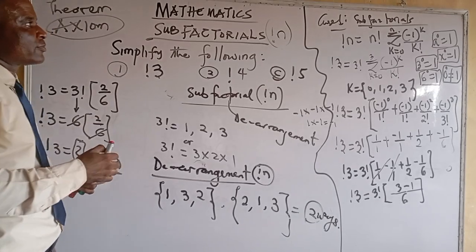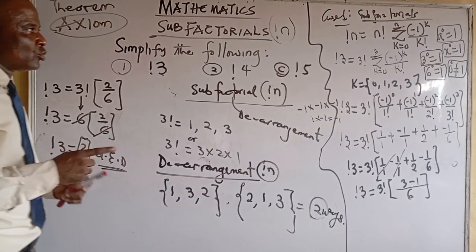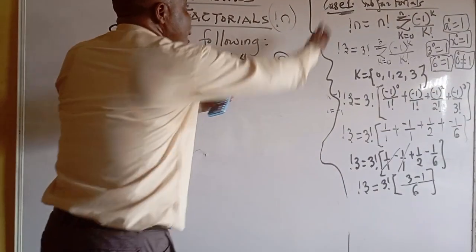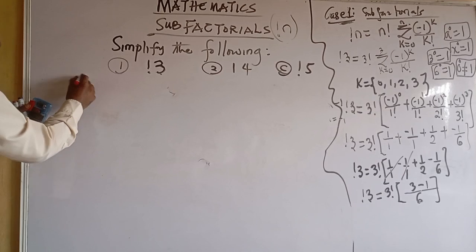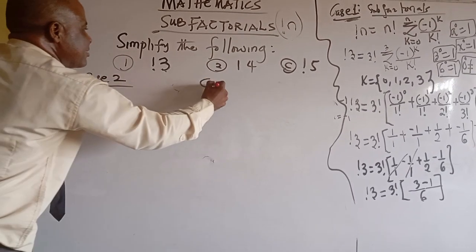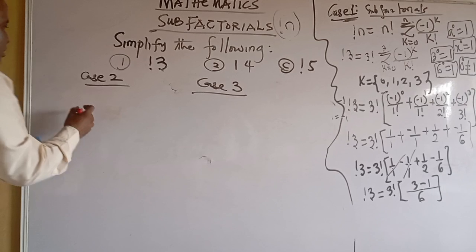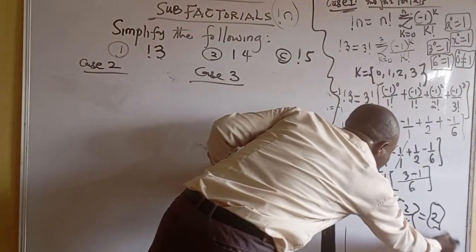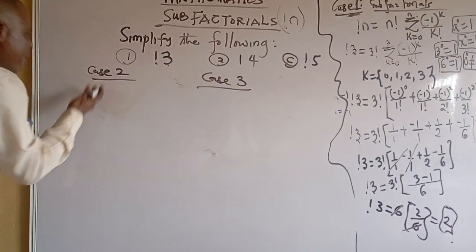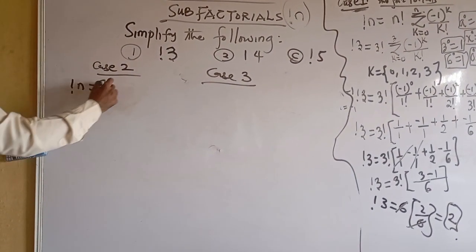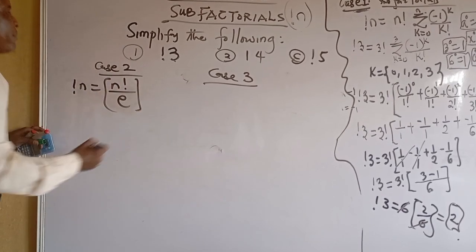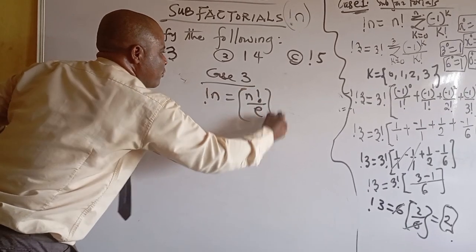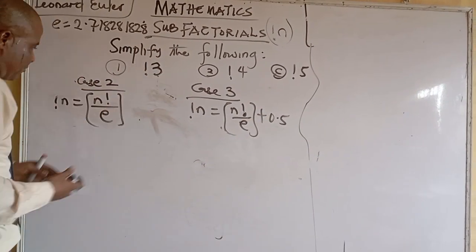That is case 1. Now, I'm going to use another formula to solve this sub-factorial. I clean the board. Case 1 has been done. I want to show us another method, which is case 2 and case 3 of solving sub-factorial. Sub-factorial n equals n factorial over e, which is the first case. The second method, sub-factorial n equals n factorial over e. This is the second method. Sub-factorial n equals n factorial over e plus 0.61.